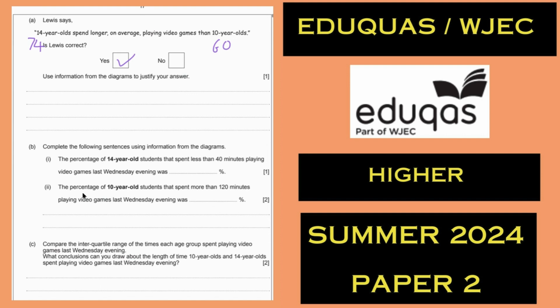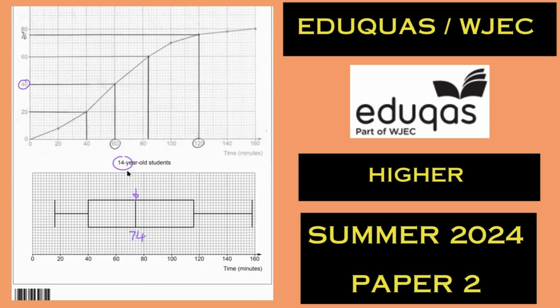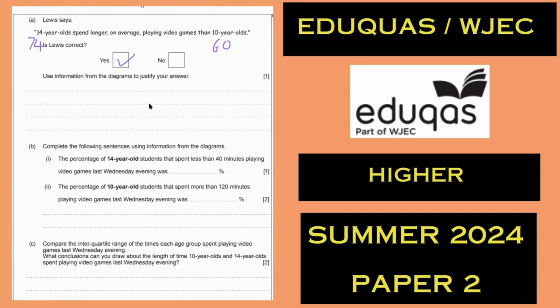Part B, i is easier than you think. Percentage of 14-year-olds who spent less than 40 minutes. Well, 40 minutes is actually the lower quartile. Quartiles does exactly what it says on the tin, quarter. There is 25% of the students lower than 40. No calculations required.